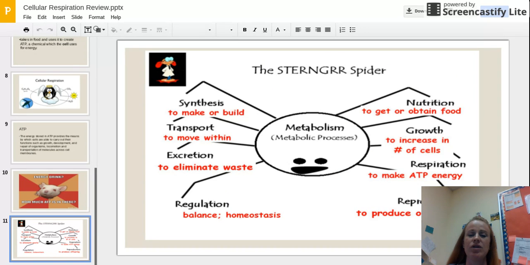And lastly, you guys have seen this before, but these are all the different metabolic processes that cellular respiration helps us to do, like synthesis, to transport, to eliminate waste, to make sure our body is in balance, to get food, to grow, to breathe, to reproduce.